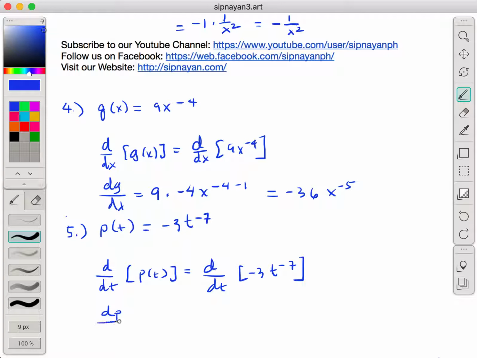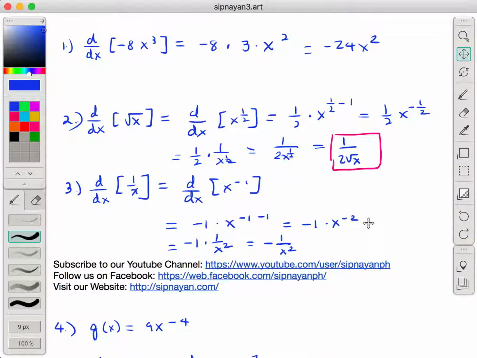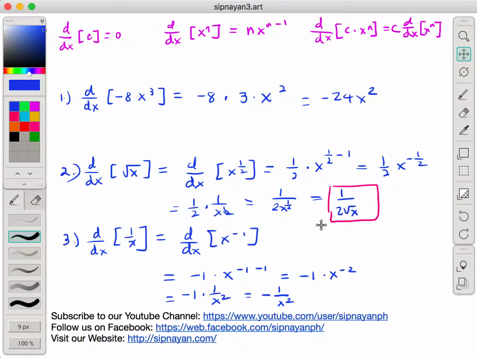So, magiging dp/dt, ayaw natin isulat to, is equal to negative 3. So, ilalabas natin negative 3 and then ibababa natin yung negative 7 times negative 7 and then t tapos negative 7 minus 1. What is negative 3 times negative 7? That's 21 t to the negative 7 minus 1, negative 8. No? So, again, wag natin kalimutan na ang computation ng derivative, we are actually getting the slope of the function, no? So, for example, wag natin kalimutan palagi kung ano yung kinukuha natin.